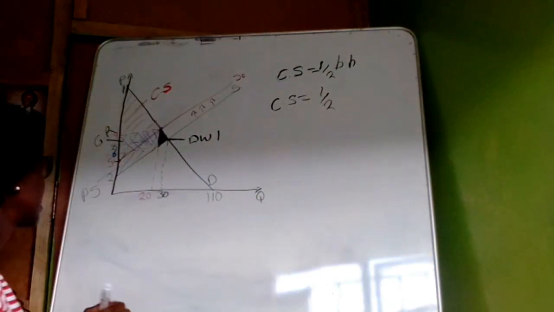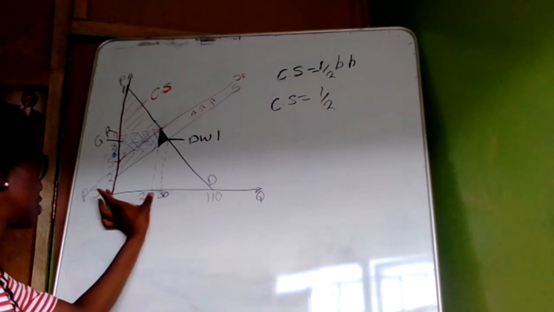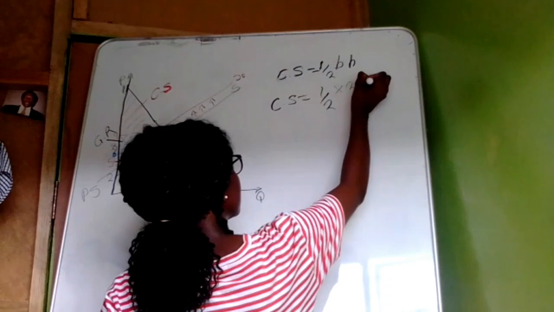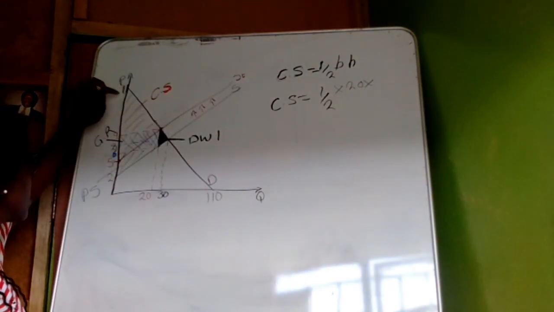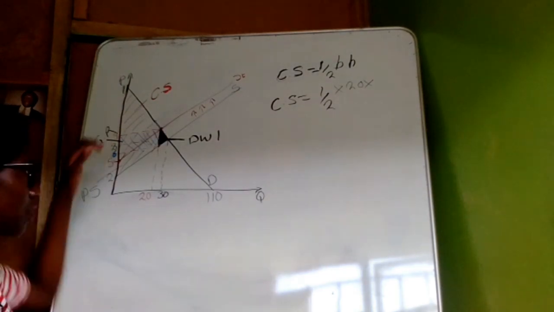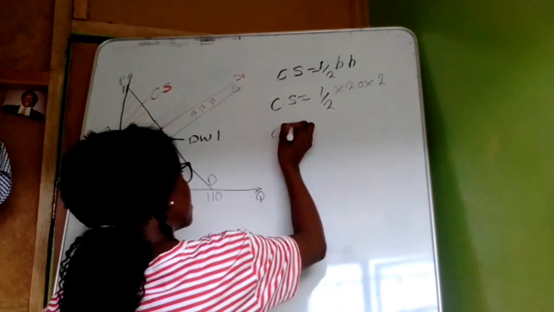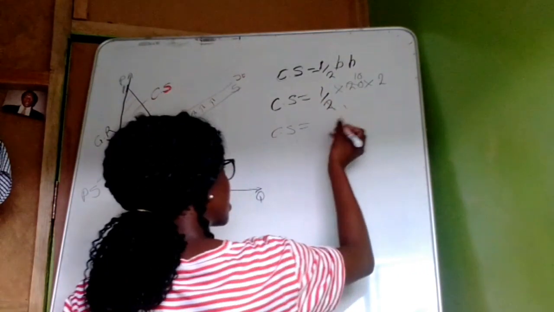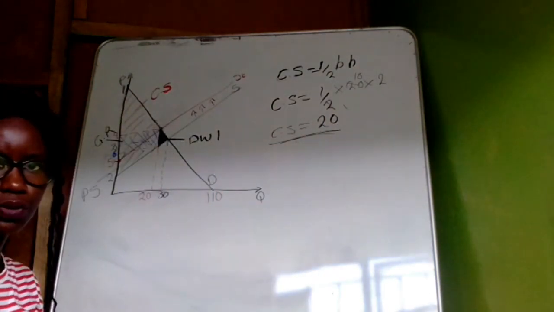So remember the base is this area from here to here, which is equal to this area. So that's just 20. So the base is 20 times the height is this area. So that's the area between 9 and 11. So to get this area, that's just 11 minus 9, which is 2. Consumer surplus is equal to, so 2 there, 1, 2 there, 10. So consumer surplus is just 20. So this is our new consumer surplus.